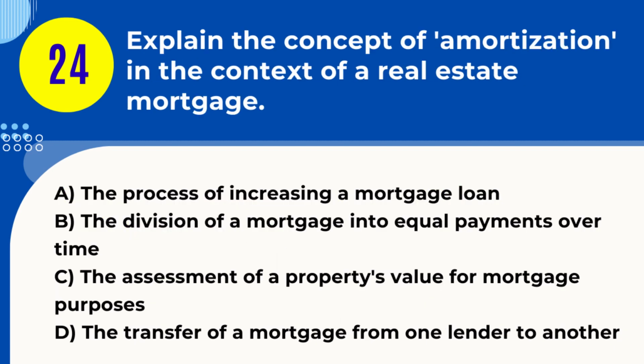Question 24. Explain the concept of amortization in the context of a real estate mortgage. A. The process of increasing a mortgage loan. B. The division of a mortgage into equal payments over time. C. The assessment of a property's value for mortgage purposes. D. The transfer of a mortgage from one lender to another.